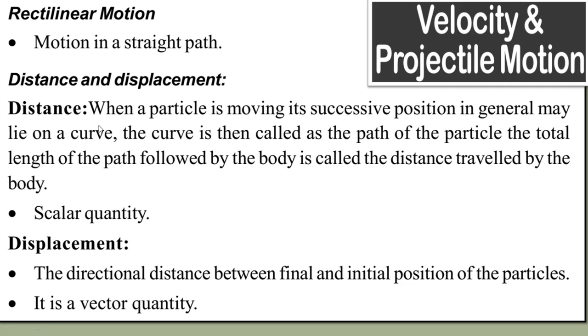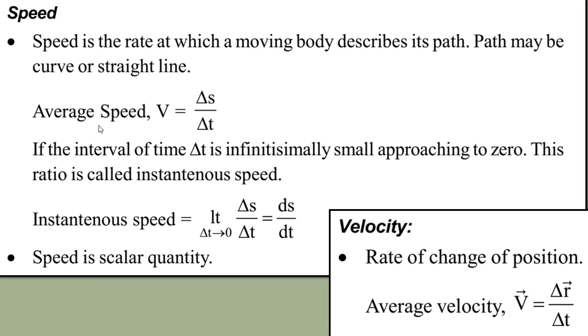And displacement. The directional distance between the final and initial position of the particle is called the displacement. So distance doesn't have any direction, but displacement has a direction. Displacement is a vector quantity and distance is a scalar quantity. Then speed. Speed is the rate at which a moving body describes its path. The path may be a curve or a straight line. If the path is a straight line, it is rectilinear motion. If the path is a curve, it is curvilinear motion.